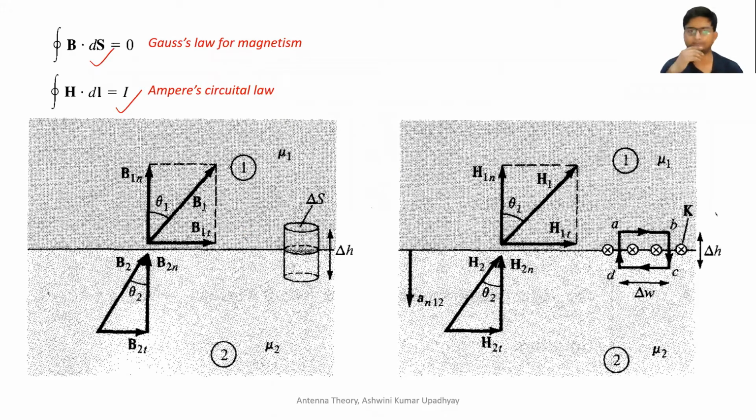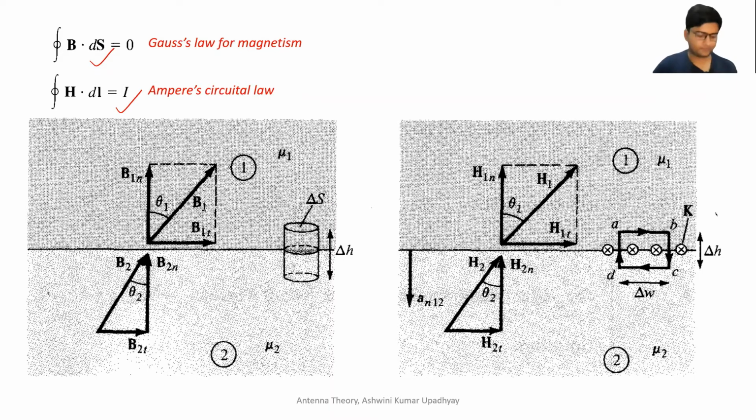kind of media. So the first one is the Gauss law for magnetism, and you have already seen that the closed integral of magnetic flux density over a closed surface is always equal to 0, because individual magnetic charges do not exist. They are always in the form of a magnetic dipole in which a north and a south pole will always be there. And the second one was Ampere's circuital law, that also we have seen.